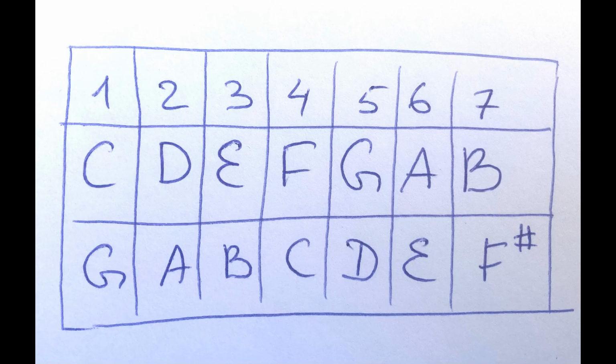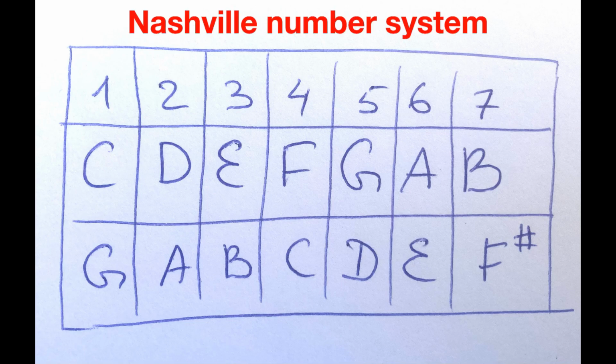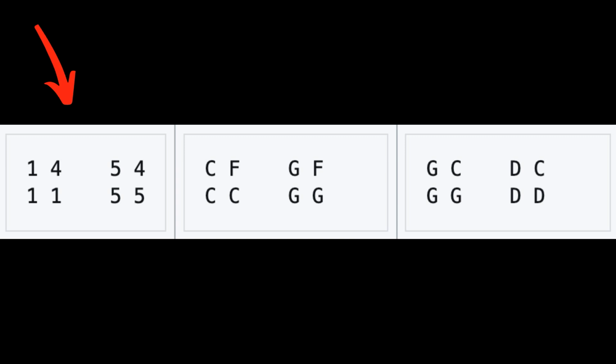When people take the first note of the key as 1 and number all the other chords according to it, starting with 1, this is the Nashville number system, and it's widely used everywhere from classical music to all the modern genres. These are the numbers, and here you can see the chords for them in C major and G major scales.